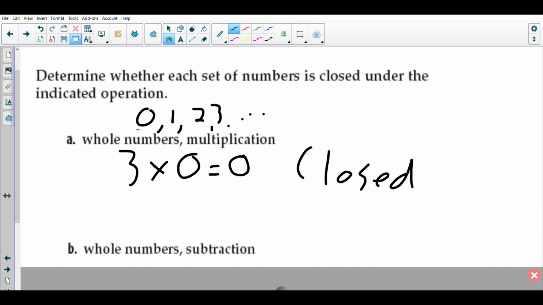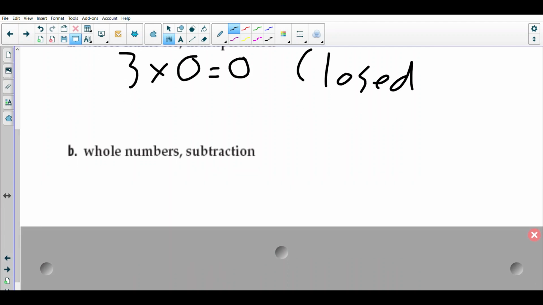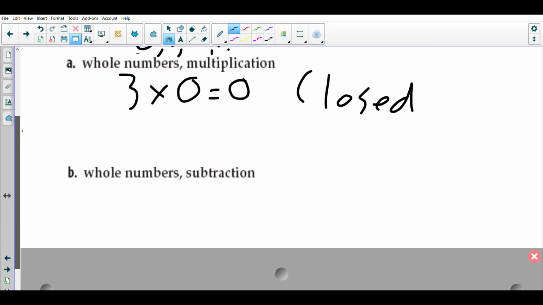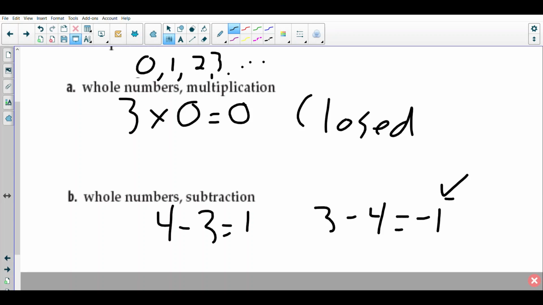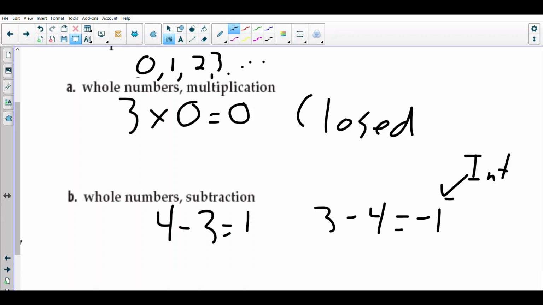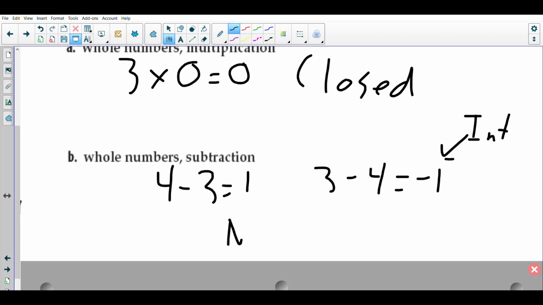Okay. The next one, whole numbers under subtraction. So this one's a little bit different. Remember, we got 0, 1, 2, 3, and so on. So it works in most cases, but like 4 minus 3 is 1. So yeah, it works. But if I take 3 minus 4, I get negative 1. That's an integer. So I went outside of the whole number circle that was on the previous page. So in that situation, it means it is not closed.